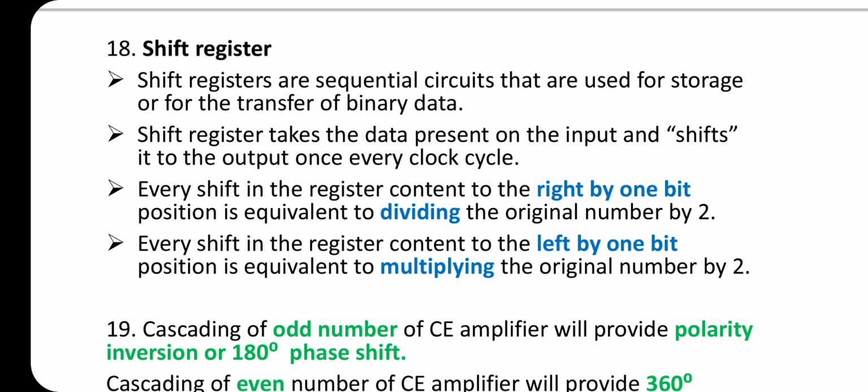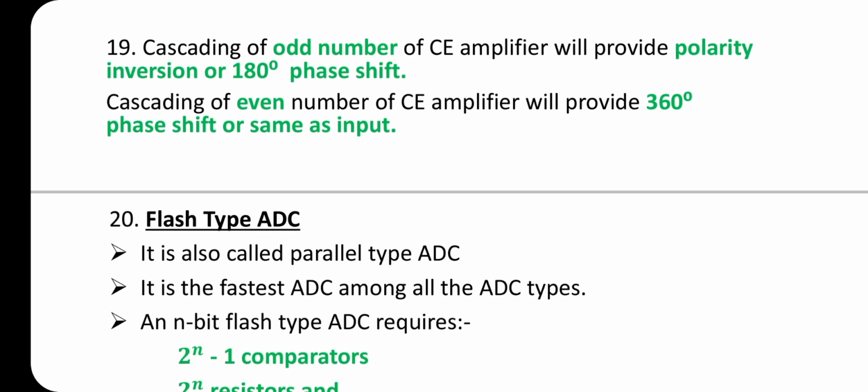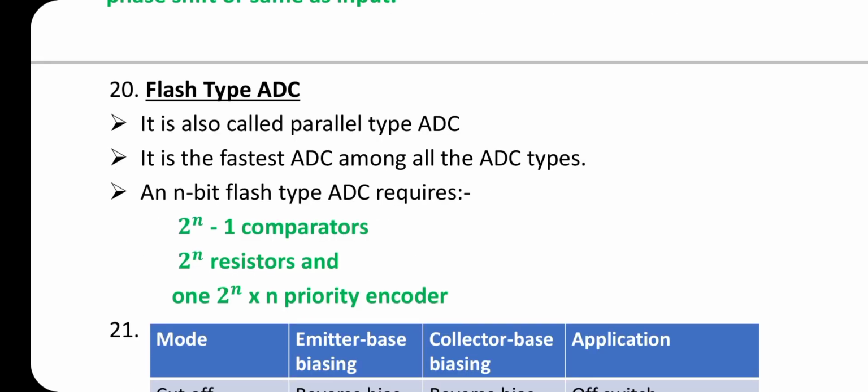Cascading of odd number of CE amplifiers will provide polarity inversion or 180-degree phase shift. Cascading of even number of CE amplifiers will provide 360-degree phase shift or same as input.